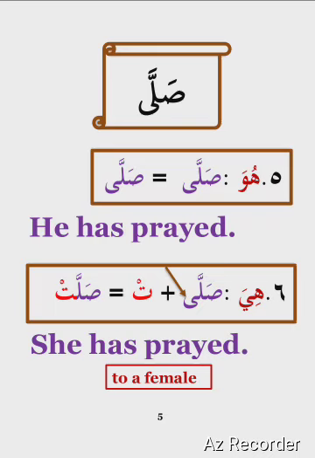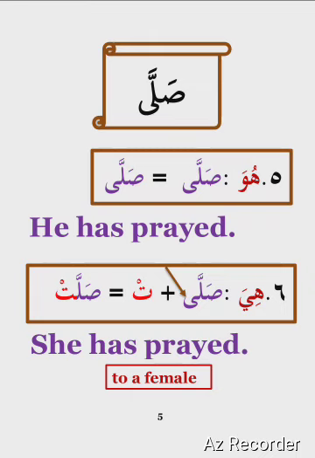Khamsa, number 5. Huwa, he. That is your base. So huwa is your base. Salla, he has prayed. There is no attachment in the case of huwa, because huwa is your base, which we have been changing, or conjugating, or manipulating. So huwa, salla, he has prayed. Salla is salla with regard to huwa.